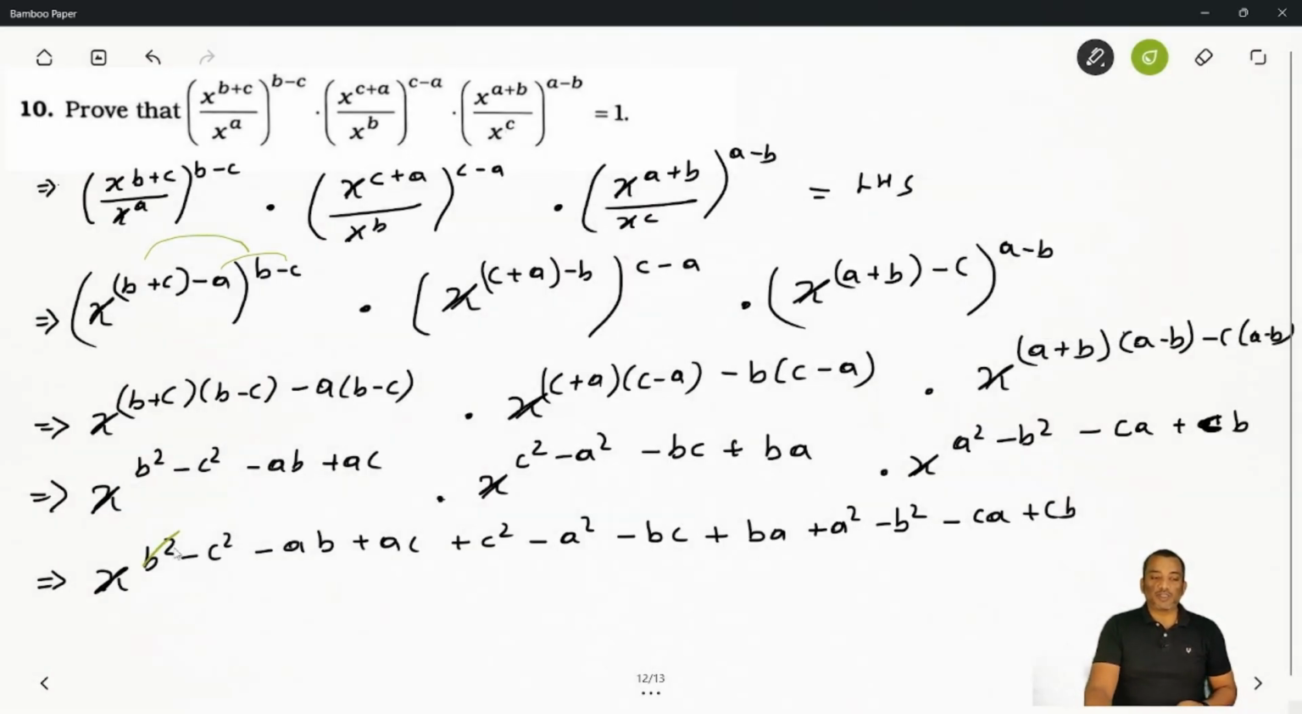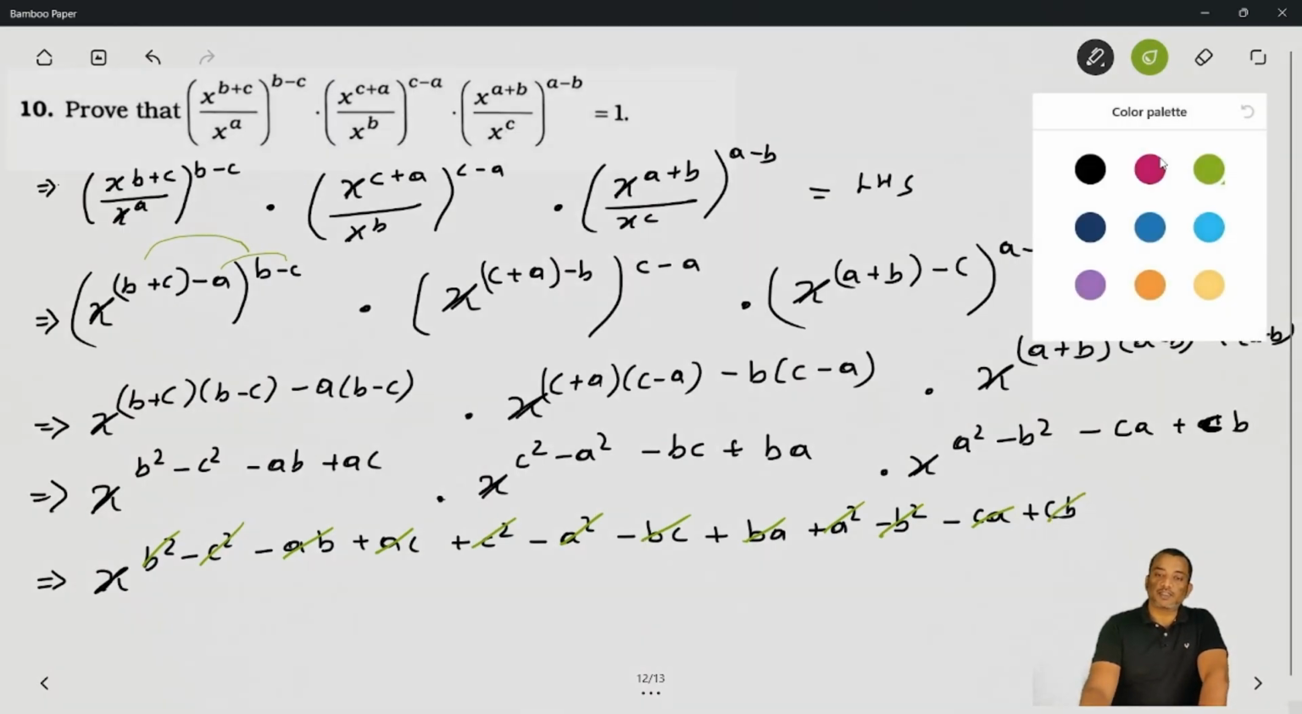You can cancel. So b square and b square, this plus minus get cancelled, minus c square and here plus c square get cancelled, ab plus minus ab, and this is plus ab cancel, ac plus ac and plus ac, and here minus ac get cancelled. Same way a square and minus a square plus a square, bc plus minus bc, this one here.